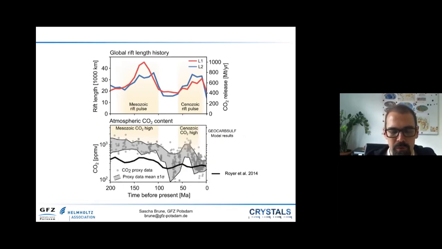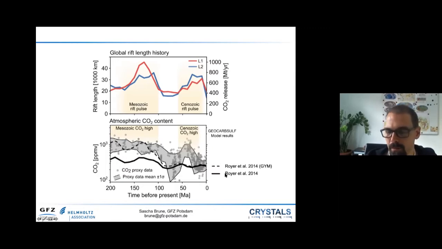And so this is, okay, I start with previous data where people only used seafloor creation. So this is the original compilation, if you want, from Royer et al. 2014, which does not fit terribly well over the last 200 million years. It does better earlier on, but the last 200 million years, it's surprisingly bad, I would say.